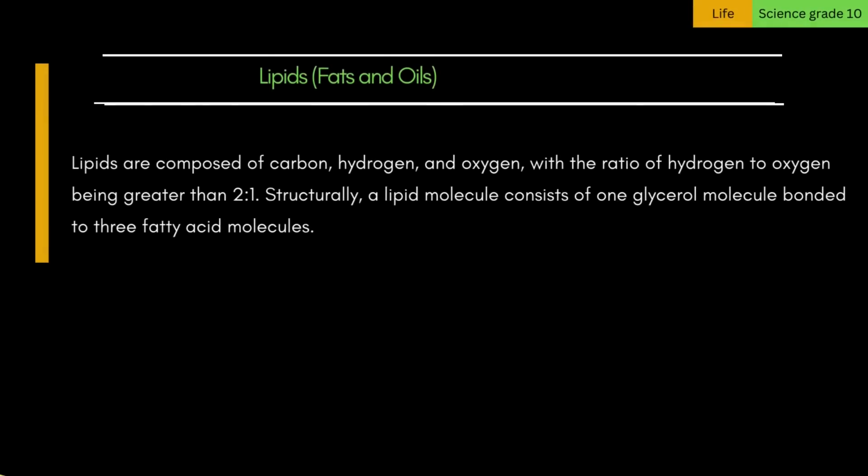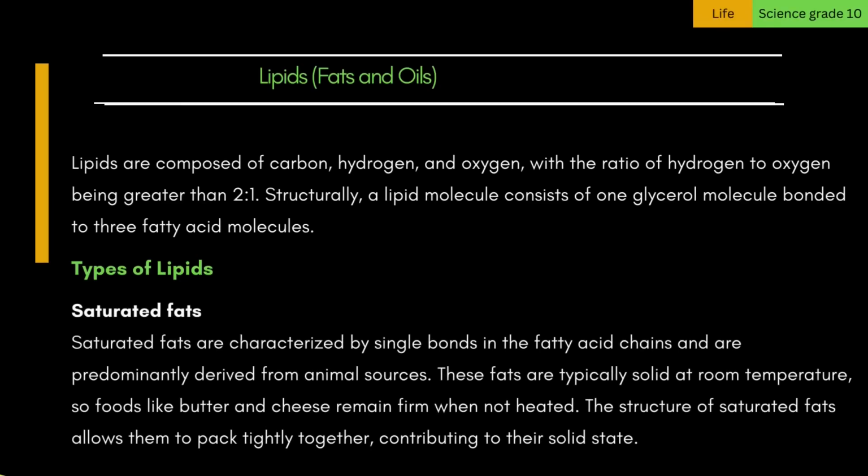Lipids are composed of carbon, hydrogen, and oxygen, with the ratio of hydrogen to oxygen being greater than 2:1. Structurally, a lipid molecule consists of one glycerol molecule bonded to 3 fatty acid molecules. Types of lipids. 1. Saturated fats.